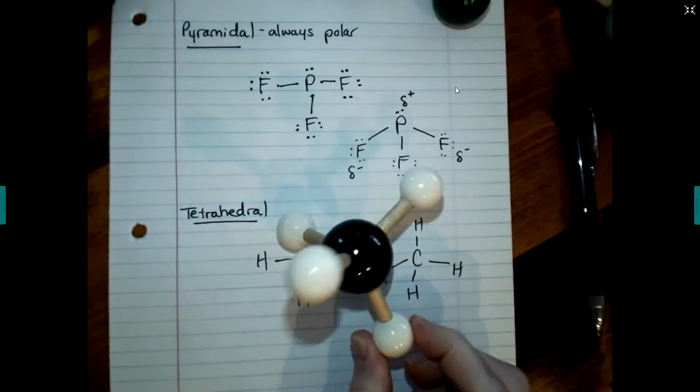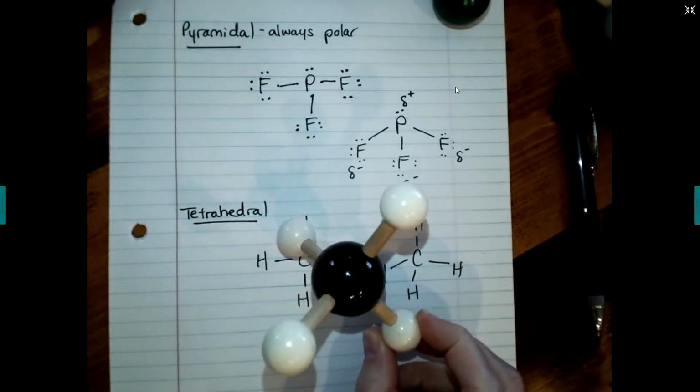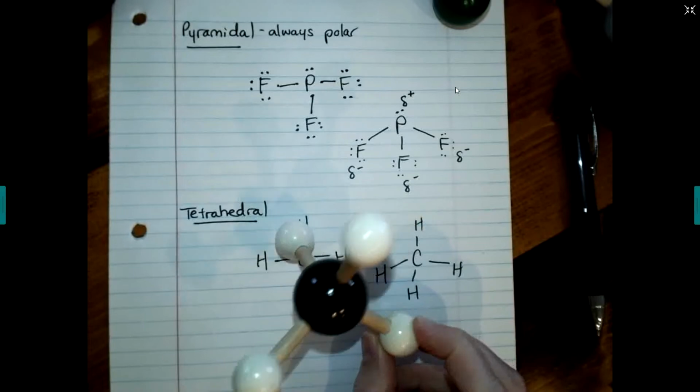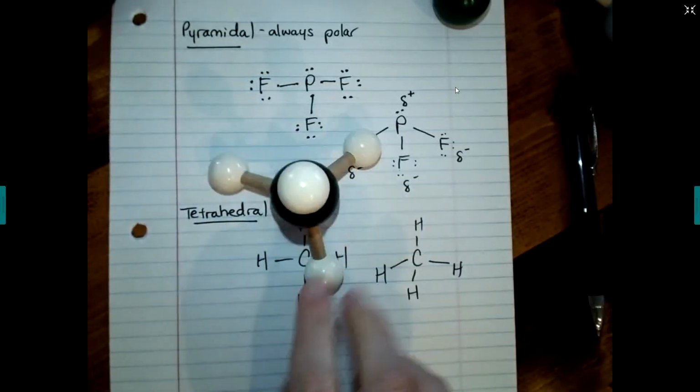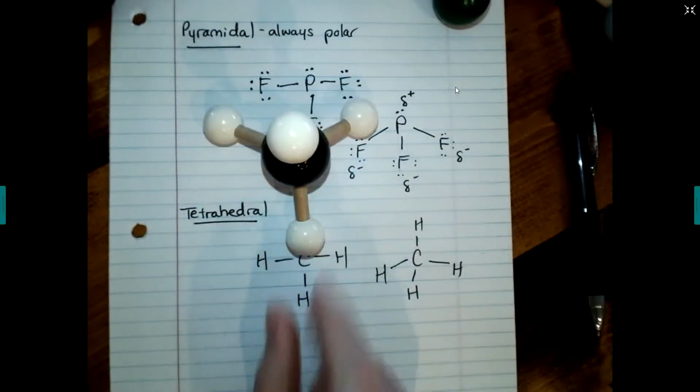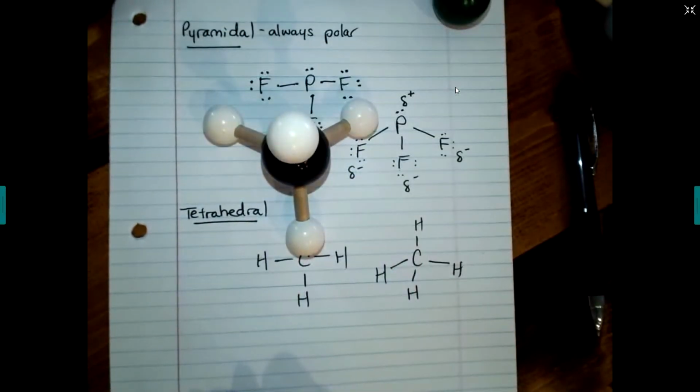This is how it looks. So all the bond angles are exactly the same. No matter how I turn this molecule, it always looks the same. Anytime you have 4 bonds, we're going to call that tetrahedral.